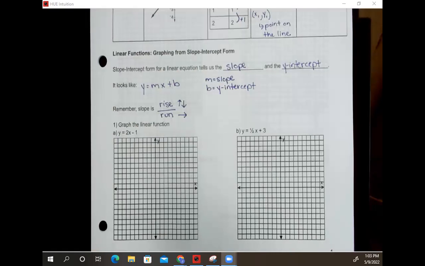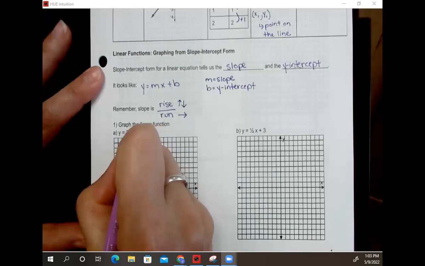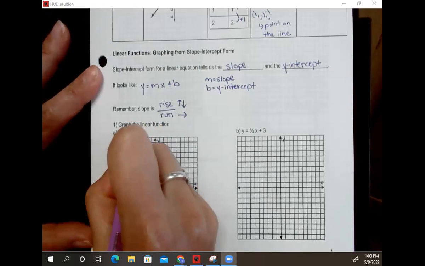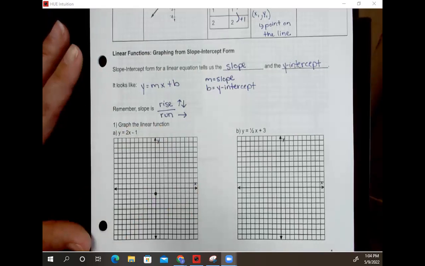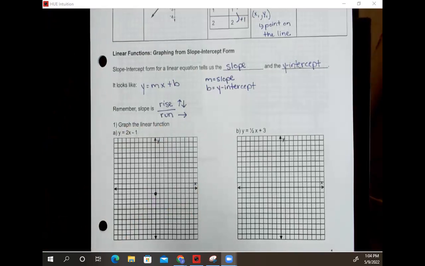So for A, we're going to graph this linear function here. I want to start by identifying the y-intercept. I need to start with a point on the graph. My y-intercept here is at the end. I've got 2x minus 1, so my y-intercept is negative 1. So I'm going to go down to where y is negative 1, and I'm going to plot my point there. And then my slope here is 2, right?